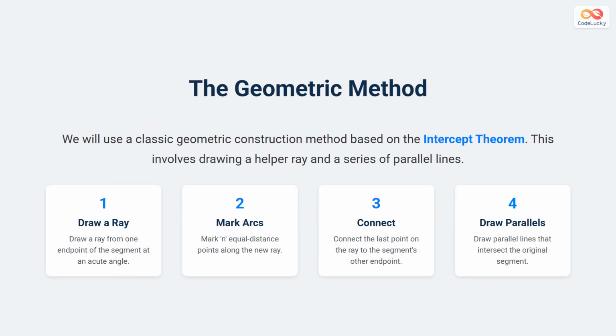To do this, we'll use a powerful method based on a rule called the Intercept Theorem. It involves just a few steps: drawing a helper ray, marking equal arcs on it, connecting an endpoint, and finally, drawing a set of parallel lines.